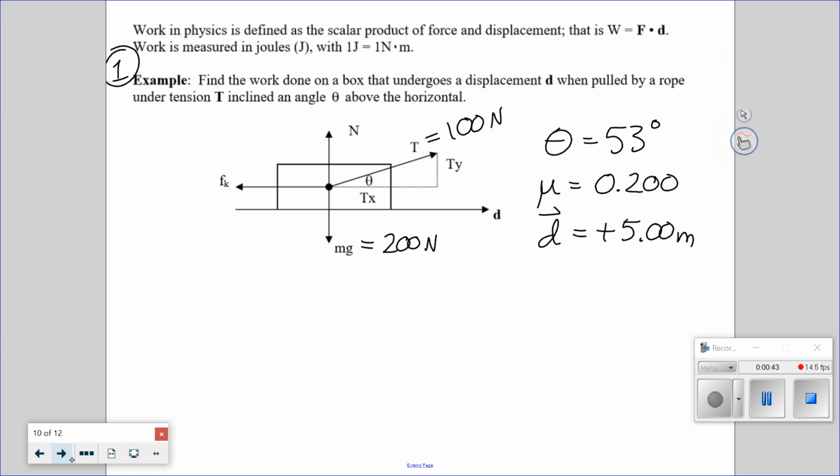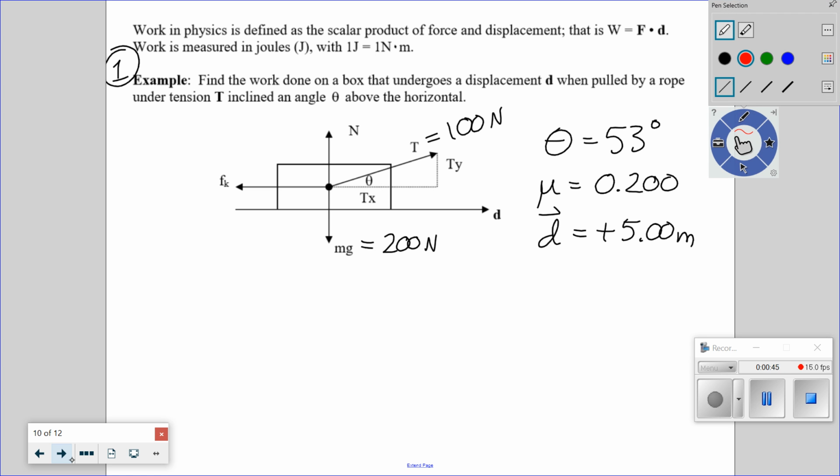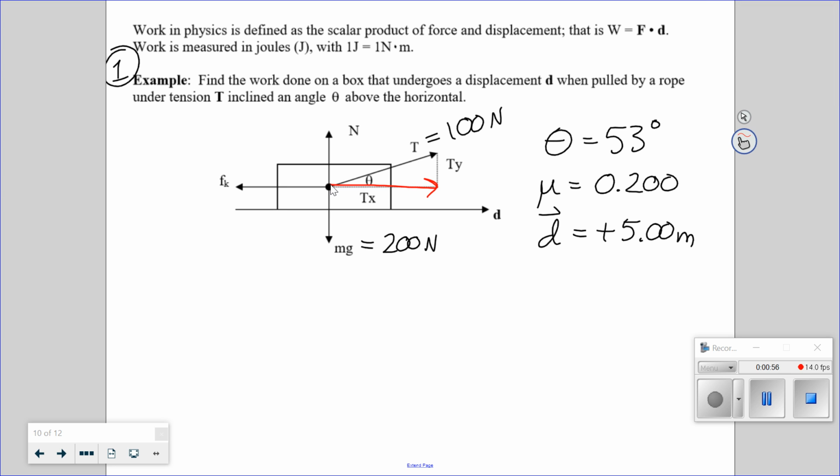Okay, so I wanted to show this one to show we're going to end up doing exactly the same procedure. But energy, once you get used to it, energy is like a better way to think about it. So displacement is only forward 5 meters. The cosine of 53 degrees is much steeper than this. So that's going to be 60 newtons forward. I have a force of friction though, so I do have to go through all my rigmarole.